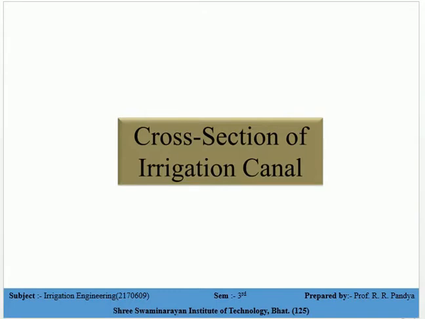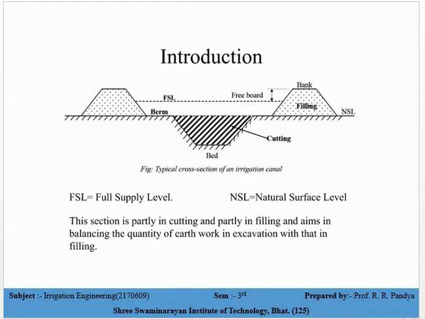So, cross section of irrigation canal. Here is the schematic diagram of the cross section of a typical irrigation canal. You can see some words here like FSL and NSL. So what is FSL? FSL is considered as the full supply level, right? And the NSL is the natural surface level. These two terms are used to describe this canal, to define it as a cutting or filling.